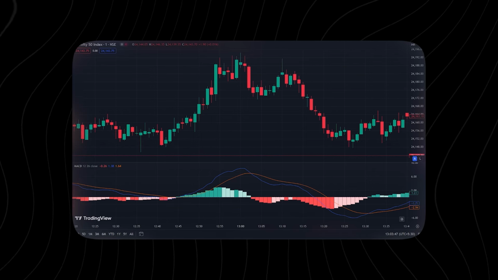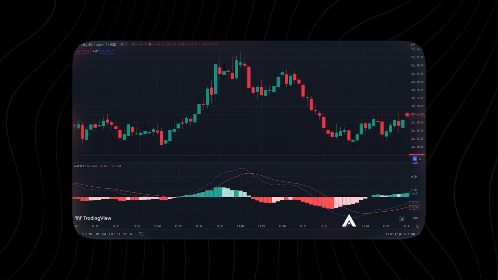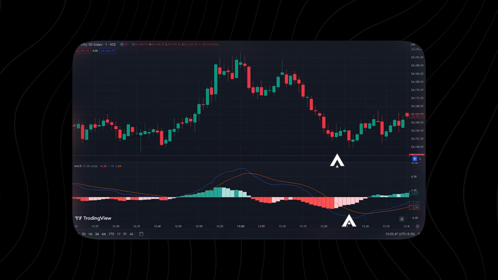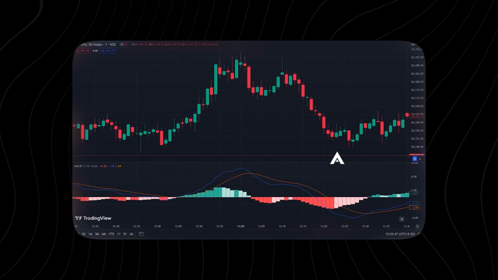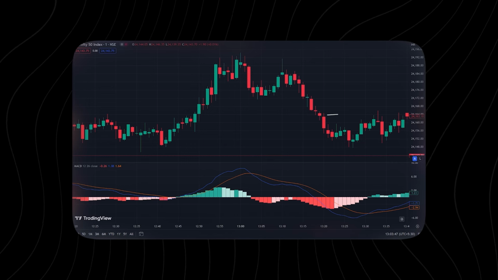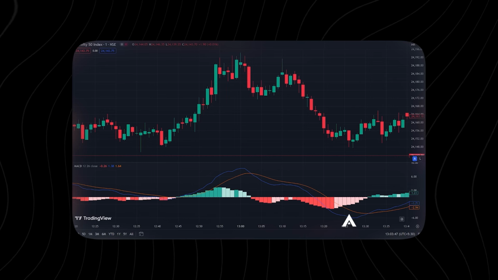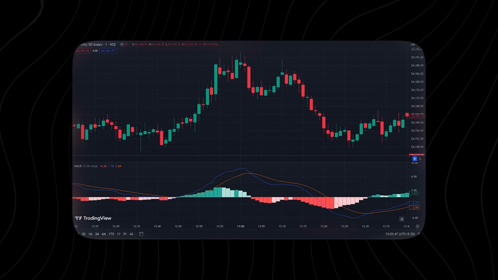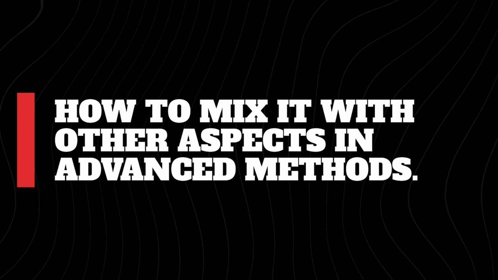As the price moves a given distance, the histogram starts to shrink. The presence of light red bars indicates that the downtrend is losing momentum and may be reversing or moving sideways. As illustrated, the price drifted horizontally as the histogram shrank. Remember that this is only one application of the MACD. You should not make your trading selections purely based on this factor. We'll show how to mix it with other aspects in advanced methods.